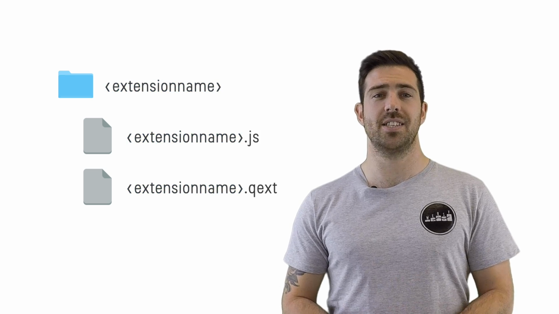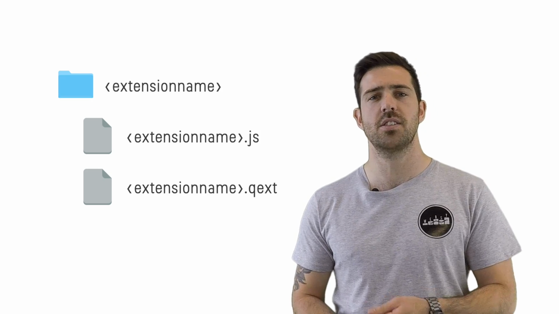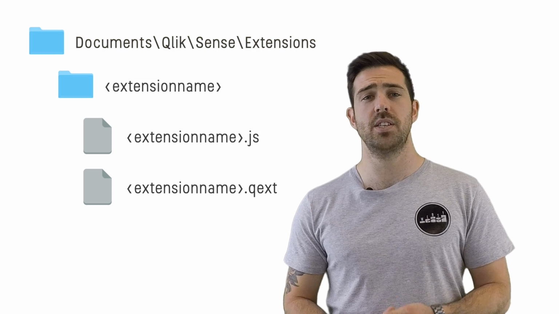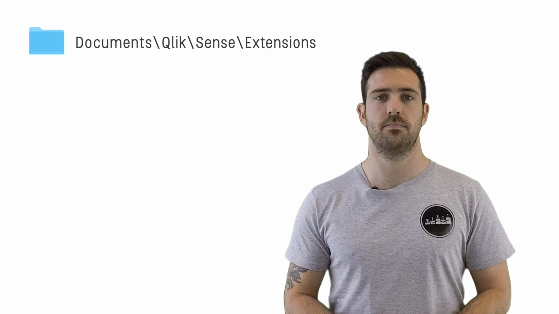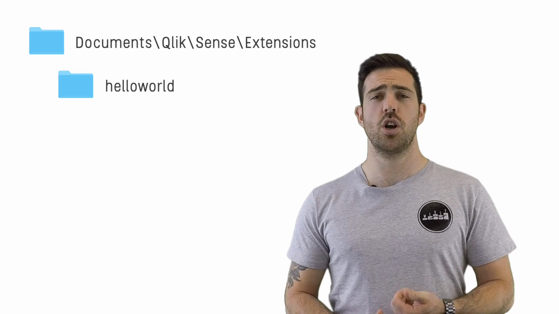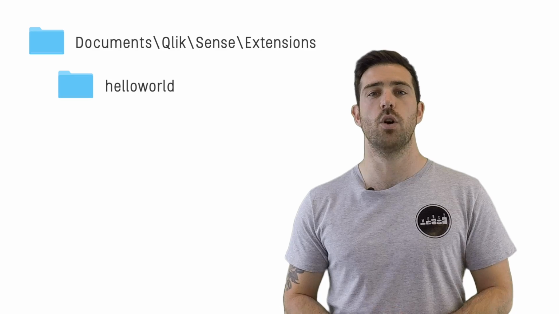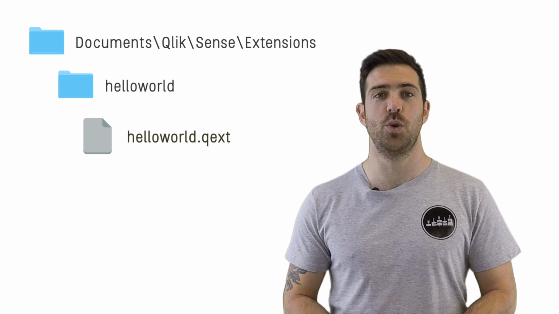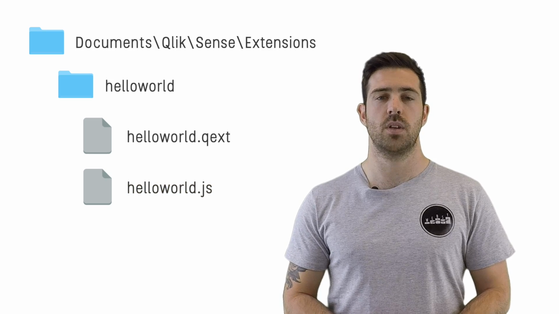To build a Qlik Sense extension locally with Qlik Sense Desktop, we can place our custom extension inside the extensions directory, which by default is located here. We're going to create a Hello World extension. This directory is going to contain two files, both of which will be named consistently with our folder name, so helloworld.qext and helloworld.js.